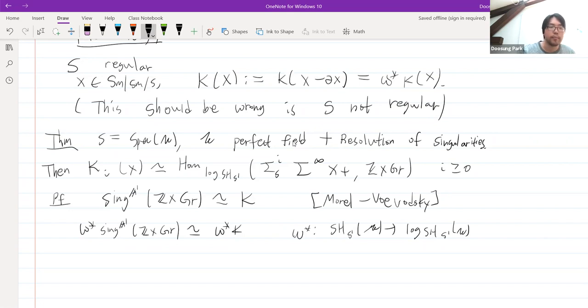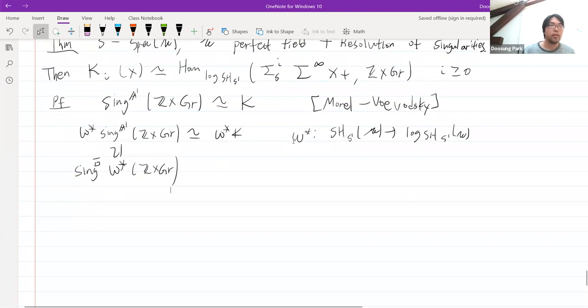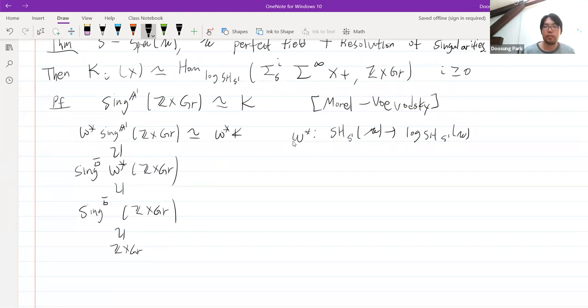Okay, and then one can show that we can interchange the Sing A1, and there is some Sing box omega upper star Z × Gr. I will explain this one later, and then this is in box, Z × Gr. So these are not trivial, just some outline of the proof.